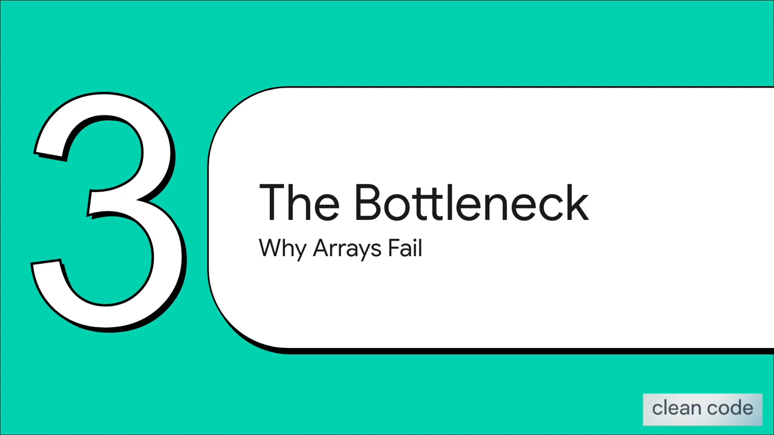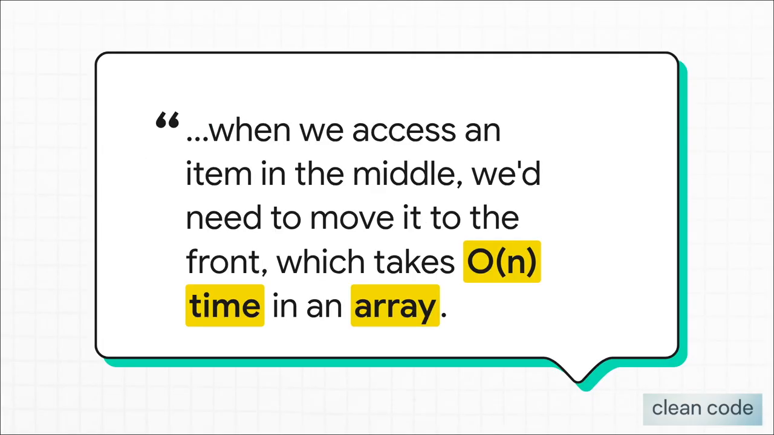So, where does this nice, simple idea completely fall apart? Let's zero in on exactly why an array just can't meet that strict O(1) performance rule we set for ourselves. And here it is. This is the fatal flaw. Imagine our cache has 5,000 items in it, and we access an item at index 4,000. To make it the most recent, we have to move it all the way to the front, to index 0. Well, in an array, that means we have to shift every single element from index 0 to 3,999 over by one spot to make room. That is not a fast operation.